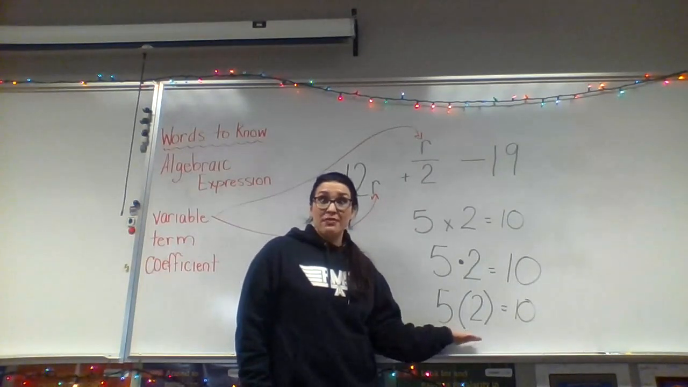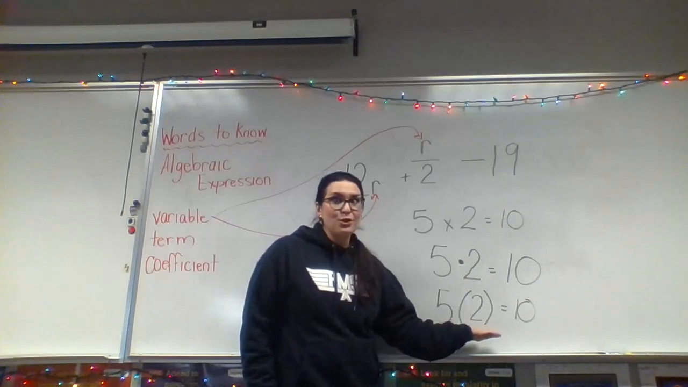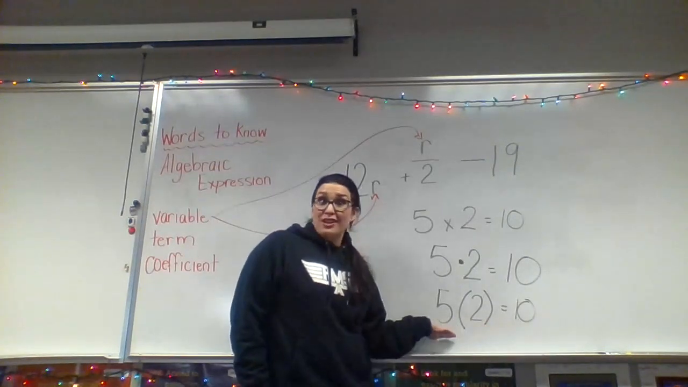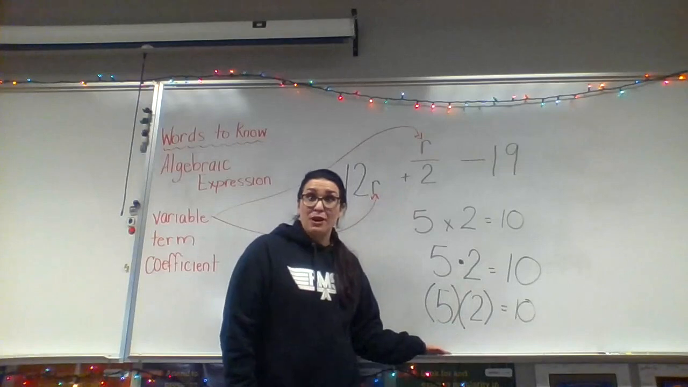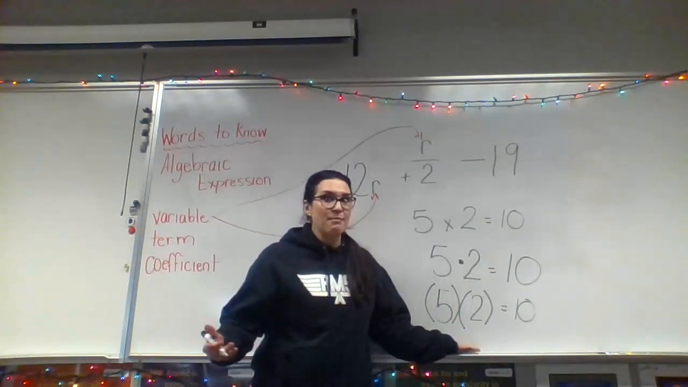So 5 parenthesis 2, that means 5 times 2, which is still equal to 10. You could also have your 5 in parentheses. So parentheses next to a parentheses, that means multiplication.